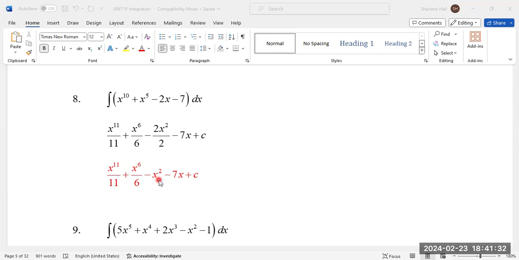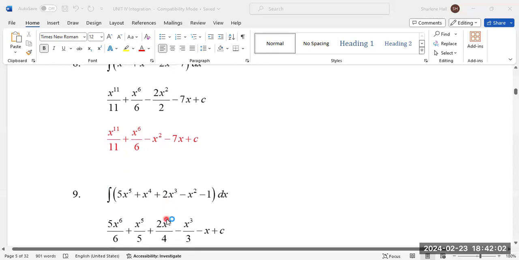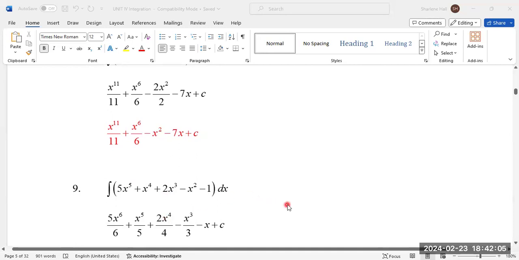Sir, I'm not sure if you're right, but we'll get 5x raised to the power 6 over 6, x raised to the power 5 over 5, 2x raised to the power 4 over 4 minus x cubed over 3 minus x plus c. That's what you got? Yes, sir. Good job.